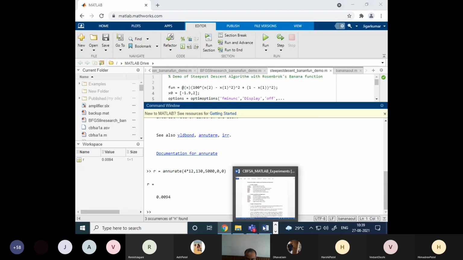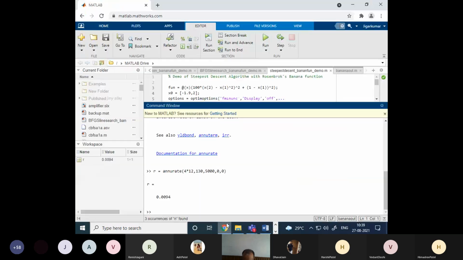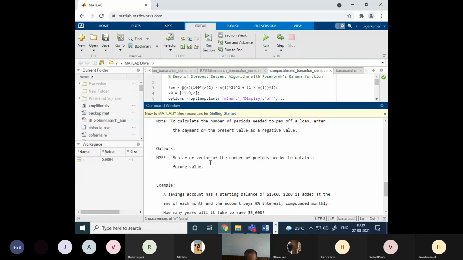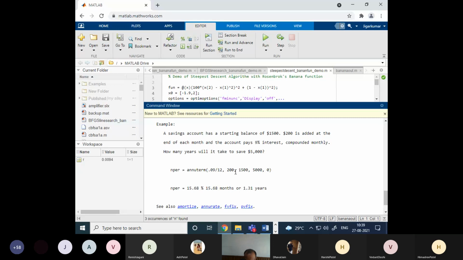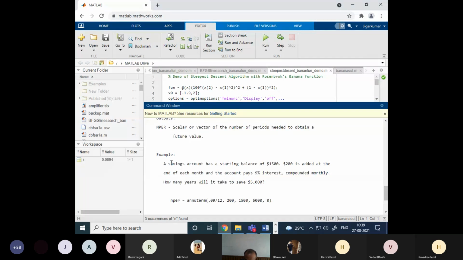Similarly, I have another function, annu term. It is used to calculate the number of periods. It is just a reverse calculation, so you can also do help annu term, and you can see based on the parameters, it gives me the number of periods. It is just a reverse calculation, so you can refer to it. Usually we do not need annu term.